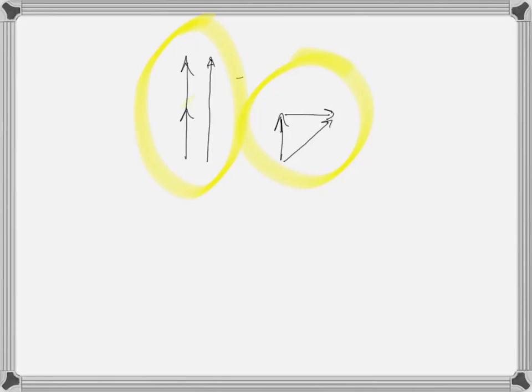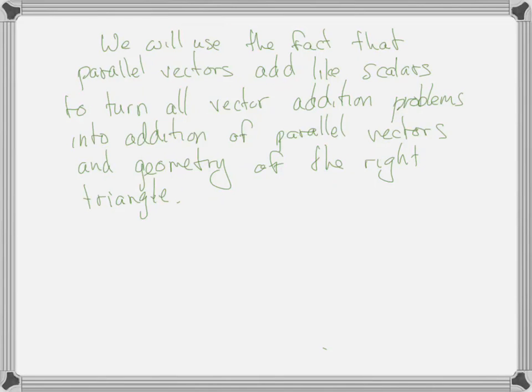So again, for example, let's say I have a displacement vector in the y direction and then a second displacement vector in the y direction. The net displacement, those two add like scalars. But if I have a displacement vector in the y direction and then a displacement vector in the x direction, the net displacement, those two do not add like scalars. So we have to figure out now how to add these two, given this fact. This is sort of a long statement, but I started writing it, so I finished. We will use the fact that parallel vectors add like scalars to turn all vector addition problems, regardless of the direction of the vectors, into addition of parallel vectors and the geometry of the right triangle.